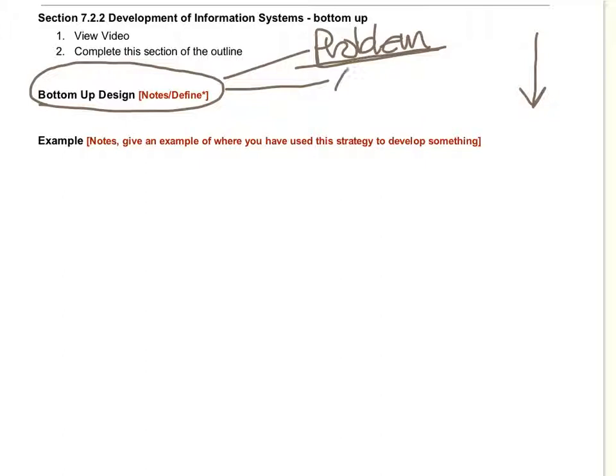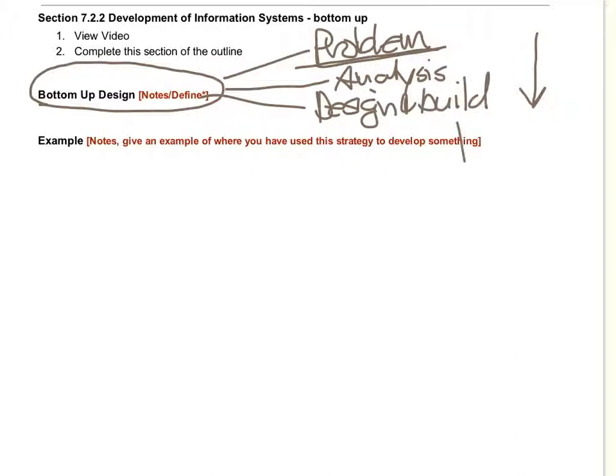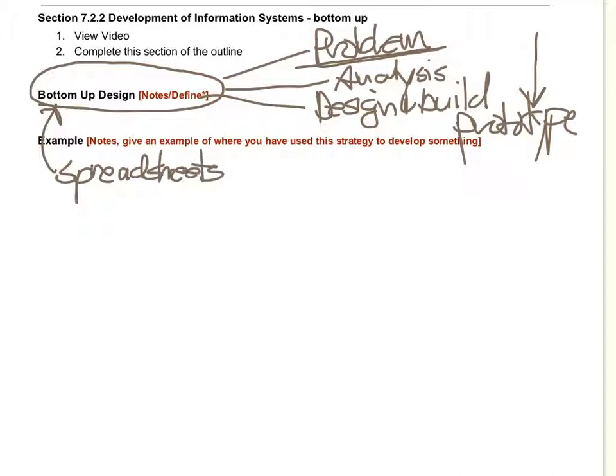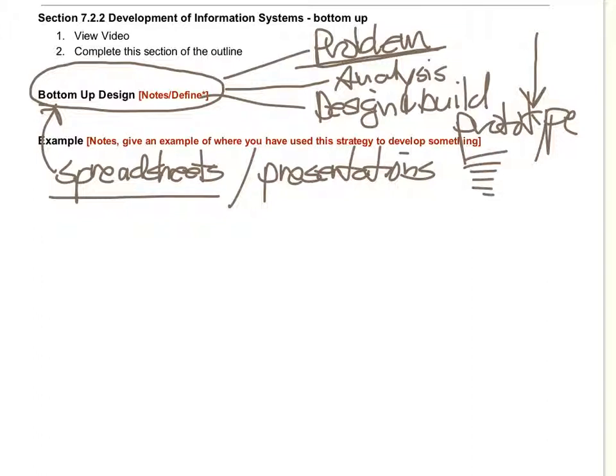Okay? Then you do a quick analysis, and then you design and build a prototype. Okay, build and design a prototype. So, a great example, you can have a couple simple examples. A lot of people do spreadsheets like this. They will start and just start right in and make the spreadsheet and then adjust it and change it as they go along. Another example would be presentation software. You don't see too many people draw out an entire storyboard and then put it in some presentation software. They just start building it and going as they go.